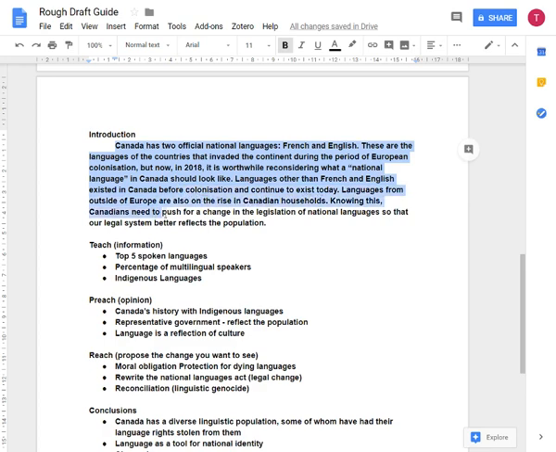Knowing this, Canadians need to push for a change in the legislation of national languages so that our legal system better reflects the population. Boom! That's an introduction statement. It tells people what they're going to read about, it tells people what your opinion is, or my opinion, because I'm the person writing it.